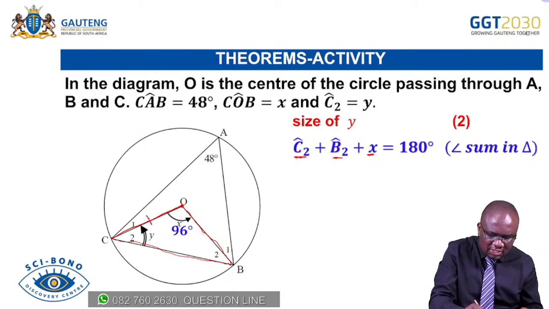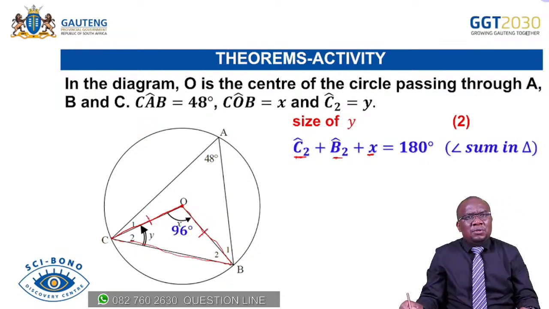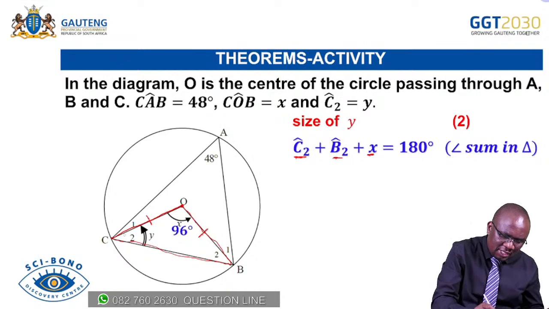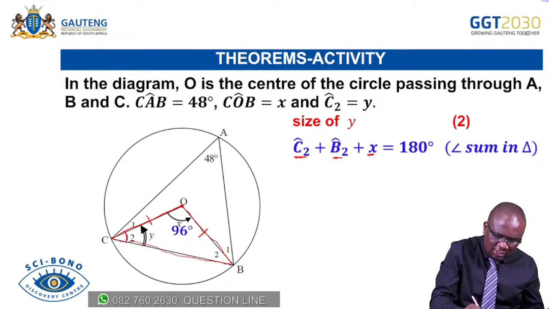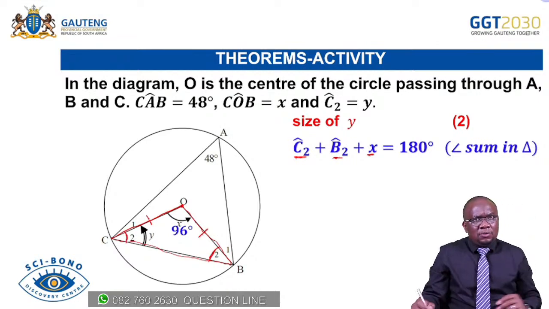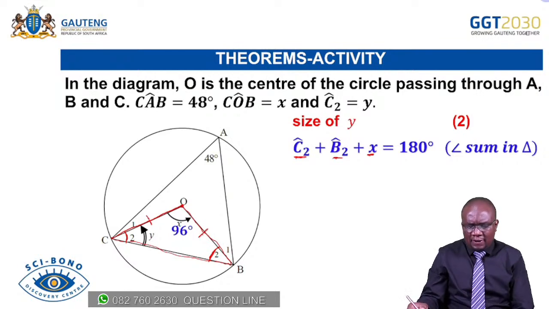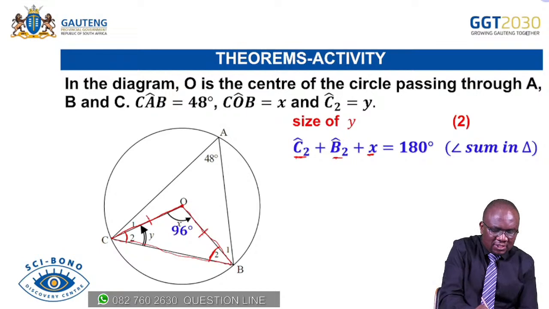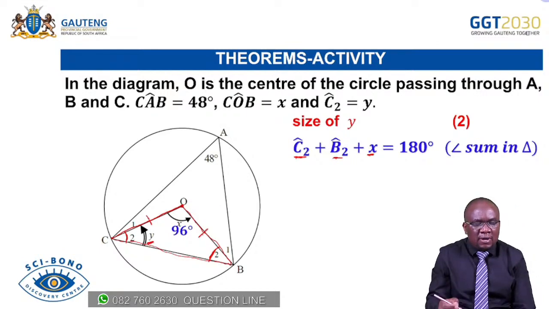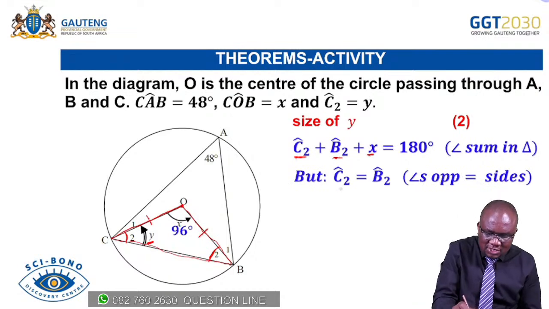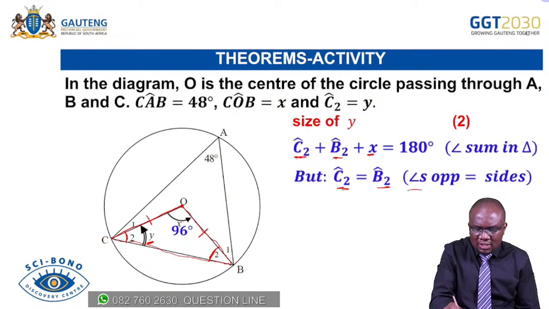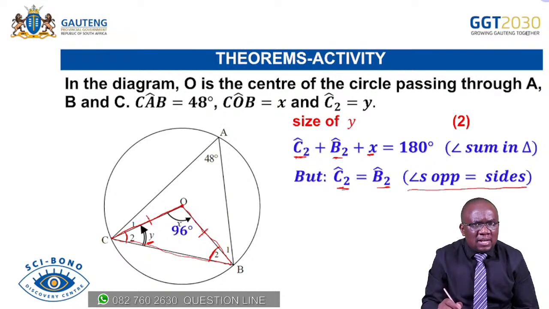An isosceles triangle. And then we know that angles opposite equal sides are equal, meaning that C2 and B2 are equal. Do you see that? Okay, now we want to find C2, which is our Y, isn't it? So angle is C2 right now. But C2 is equal to B2. I've explained that because it's angles opposite equal sides.